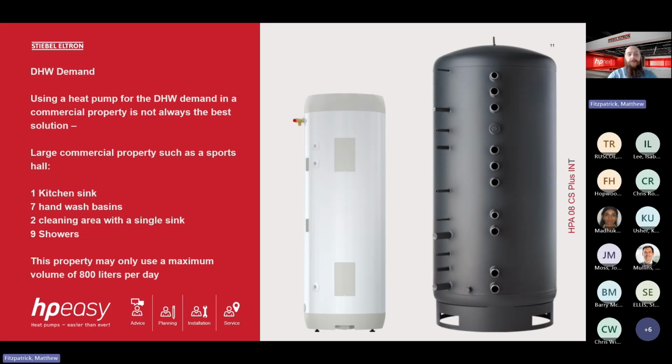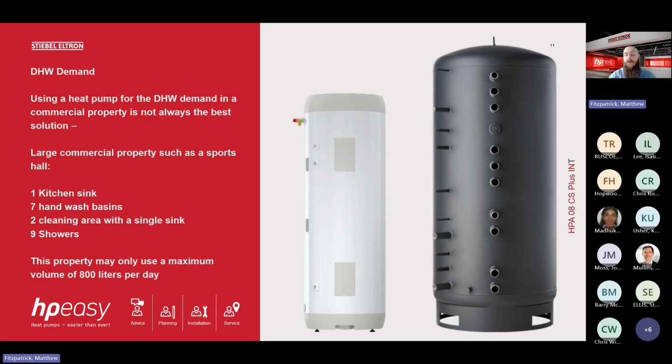So let's look at the same commercial property, and we'll now say that this property has 1 kitchen sink, 7 hand wash basins, 2 cleaning areas with a single sink each and 9 showers. It could be a sports facility, it could be a gym. Now we're going to use, on the worst case scenario, 800 litres of water per day. Now this would be a great example for an air source or ground source heat pump to feed, because we've got a large hot water demand.